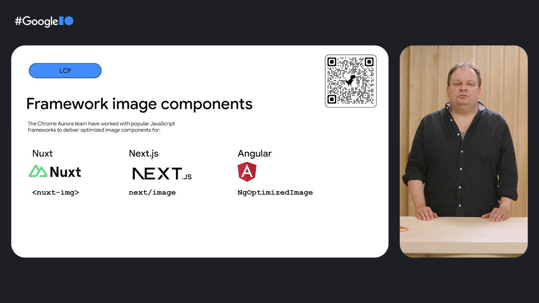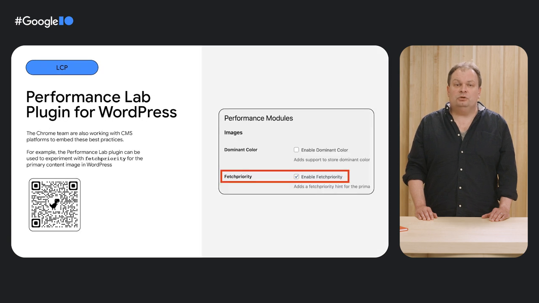And if you're using a JavaScript framework, you can use image components that the Chrome Aurora team have helped create to add images with the best practices built in. The Angular and Next.js components have fetch priority support already added, and the team is working to update the Nuxt image component to also support this new API. Our team also works with other platforms. For example, if you're using WordPress, you may want to try using the new fetch priority module of the official WordPress Performance Lab plugin that our Chrome team developed in collaboration with the WordPress Core Performance team.